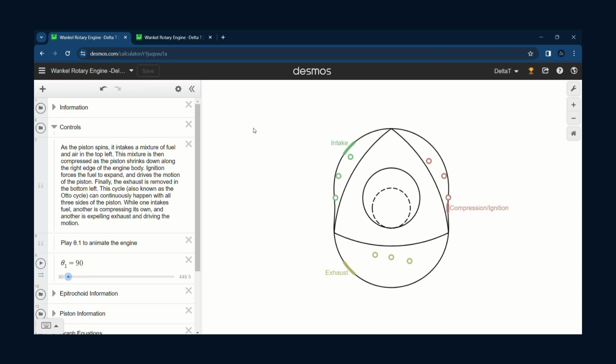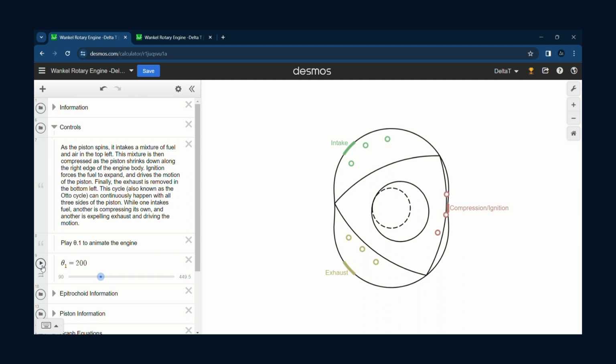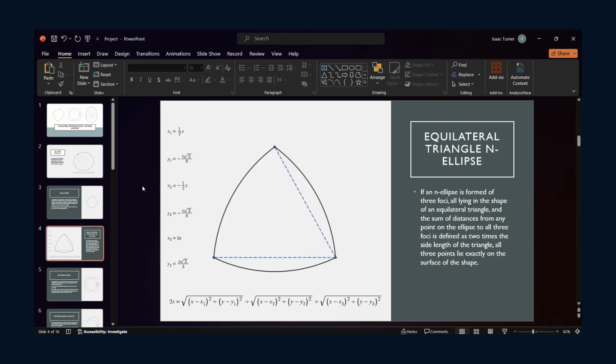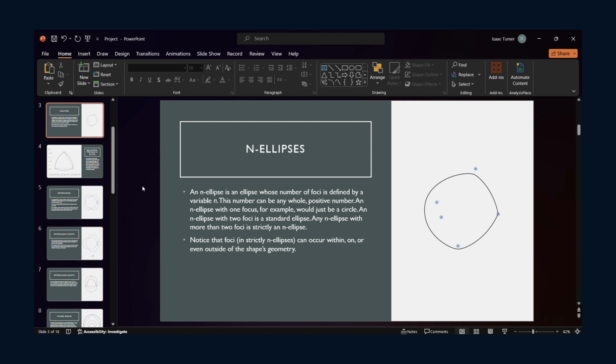Hi, so this is what I submitted to the 2023 Desmos art competition. It's what's known as a Wankel rotary engine, and I was able to get it to animate, which I was actually very proud of. This is all based on a project that I did in a high school calculus class, where I learned about these different geometries and put it all together in what I thought was a pretty interesting way.